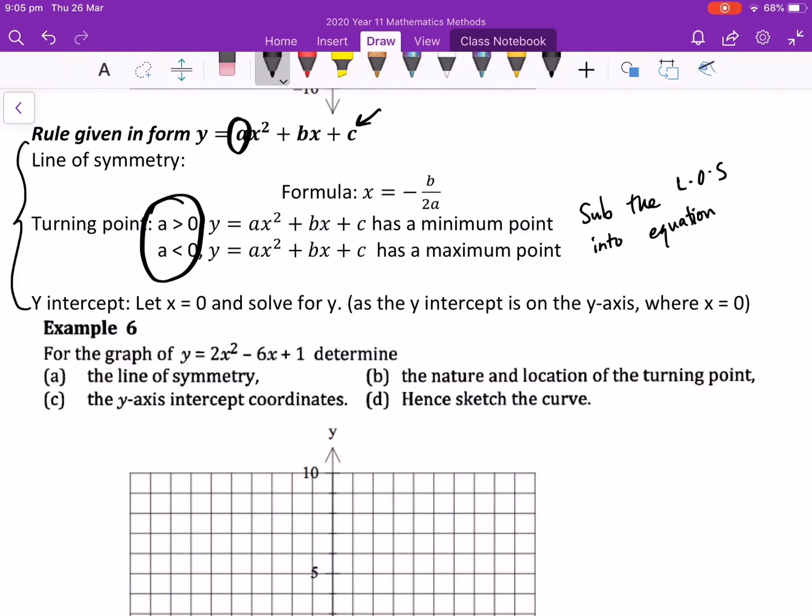To find the y-intercept, again, we're always going to let x equal 0. Sometimes if you want to find the x-intercepts, in fact, you can let y equal 0 and then solve it that way to find your roots, so you can have a more accurate graph. You can do that as well. Okay, so let's see if we can do the following questions given our graph in general form.